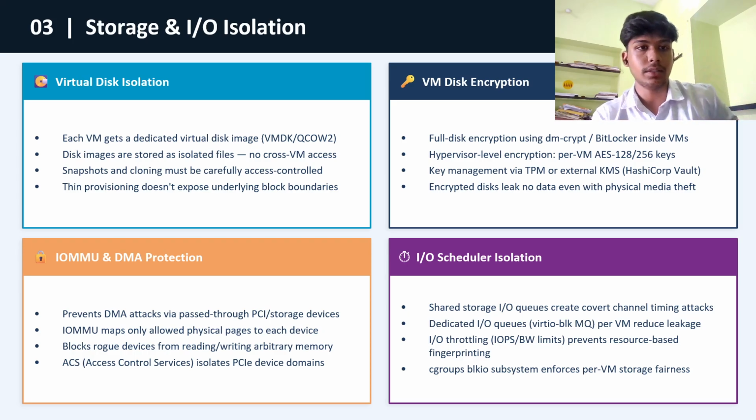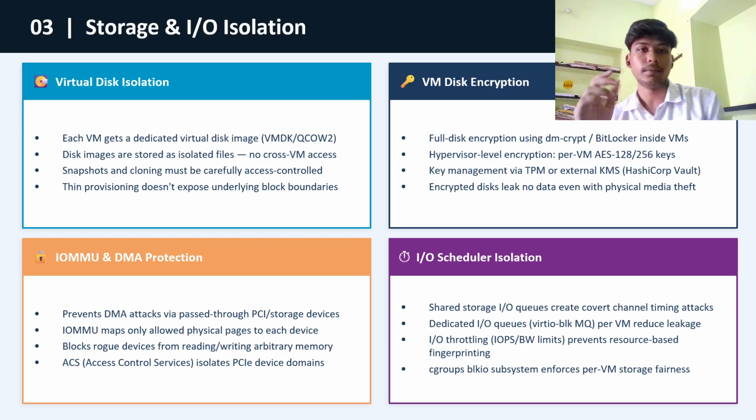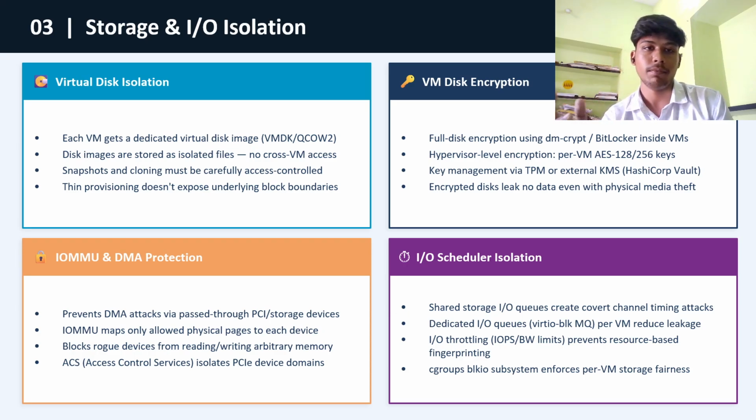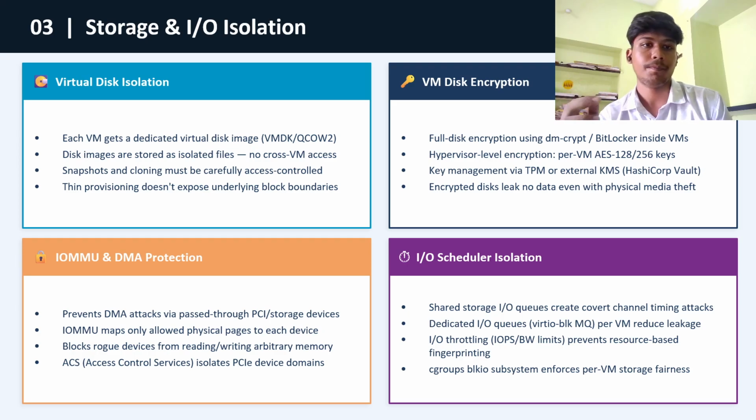Next is the IO scheduler isolation. This is subtle but very important, because when multiple VMs share the same storage backend, they share IO queues. The timing of IO operations can create a covert channel. One VM can infer what another VM is doing by watching how long its own IO operations take. Dedicated per-VM IO queues and IO throttling using IOPS limits prevent this kind of timing-based information leakage.